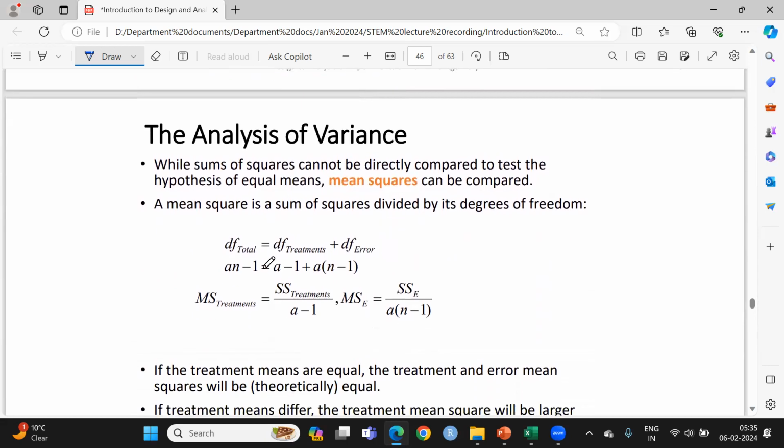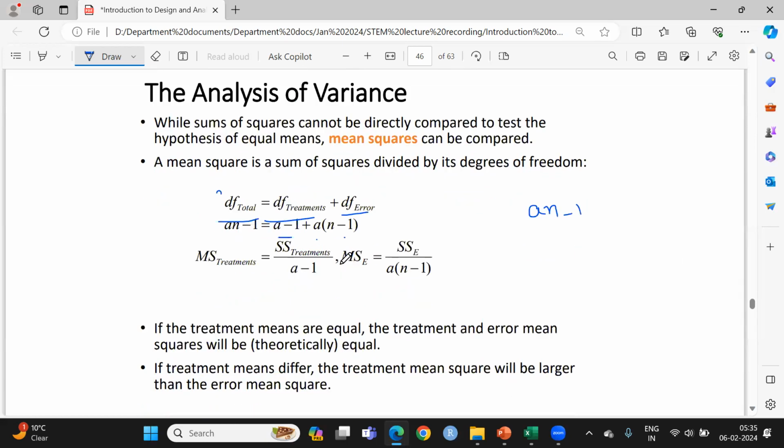So here, as already discussed, we have the concept of degrees of freedom. The total number of observations is an. So the degree of freedom for the total is an minus 1. The degree of freedom for treatment is a minus 1. And the degree of freedom for the error term is a times n minus 1. I'm going to discuss how we will make a final conclusion.